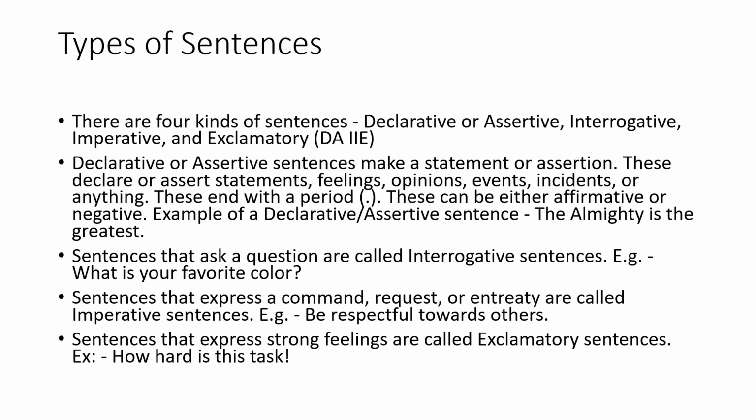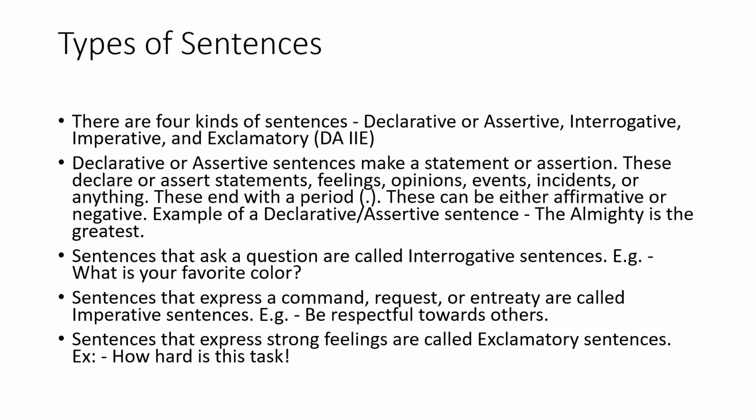There are four types of sentences. The first one is called declarative or assertive sentence. The second one, interrogative. The third one is imperative, and the fourth one is called exclamative. So I've created a small acronym for this, DAIIE, right?